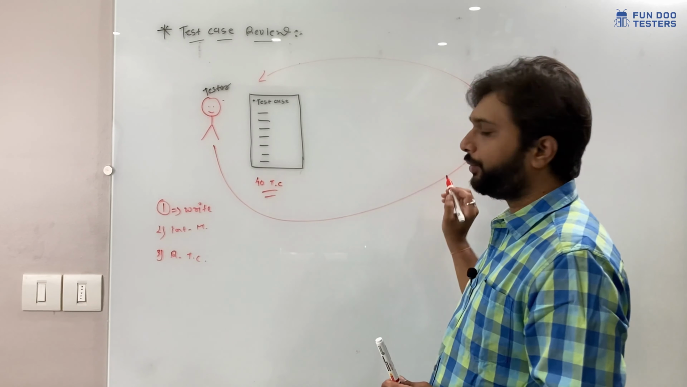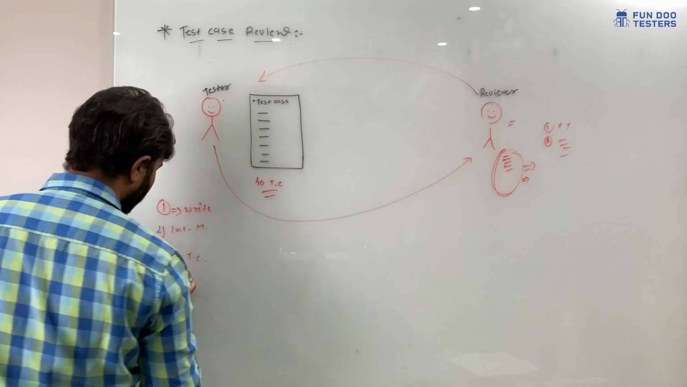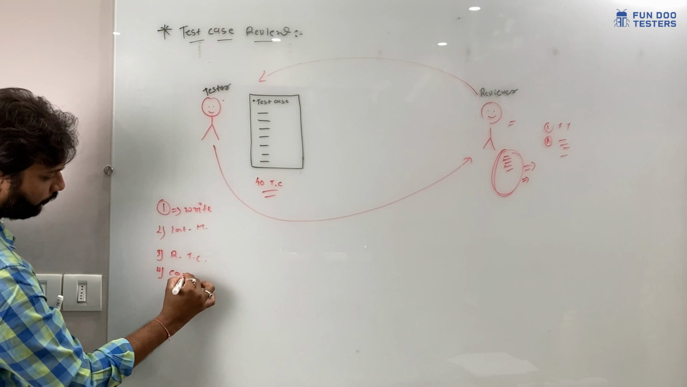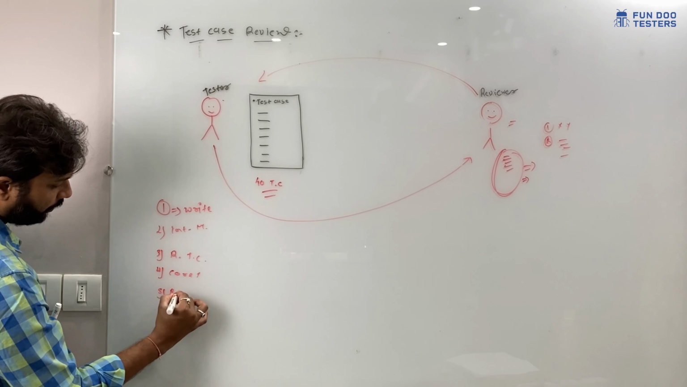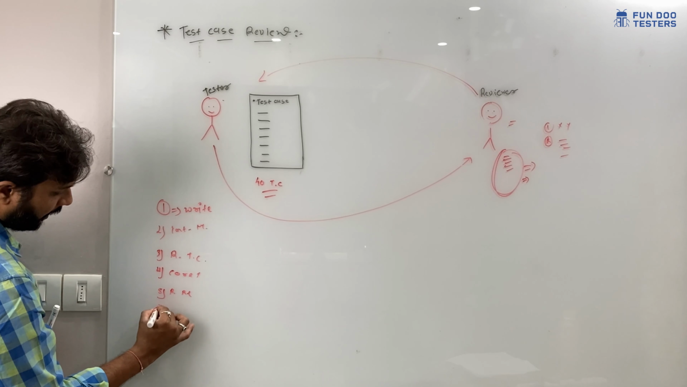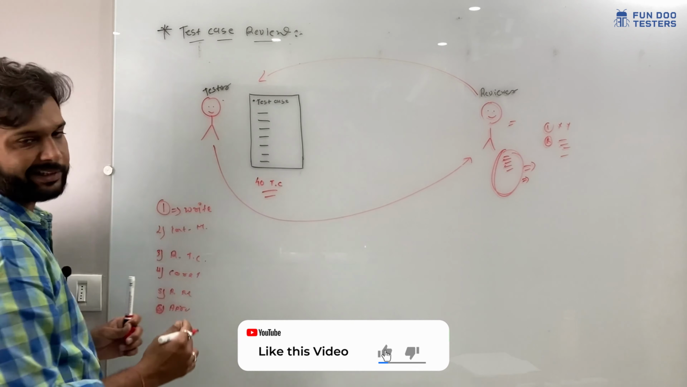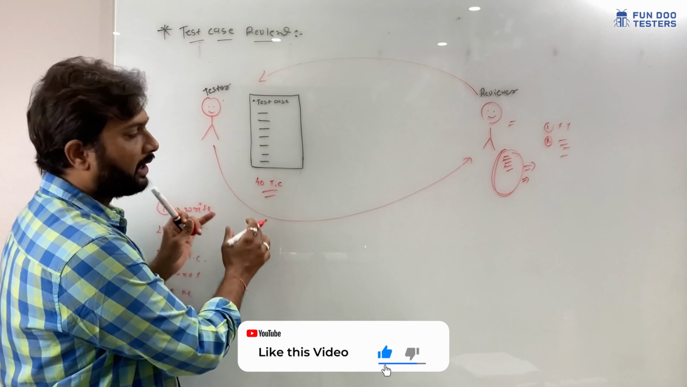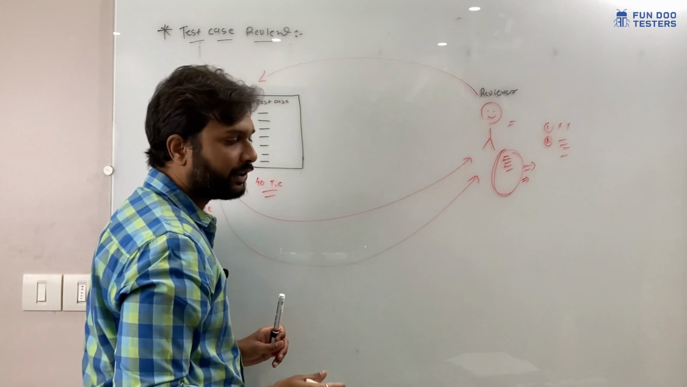based on reviewer inputs. So here the fourth stage will be correction, then the fifth phase will be re-review, and the next one will be approve. Once I fix my mistakes, later on I will send it back to the reviewer, and if everything is okay, the reviewer will approve the test cases.